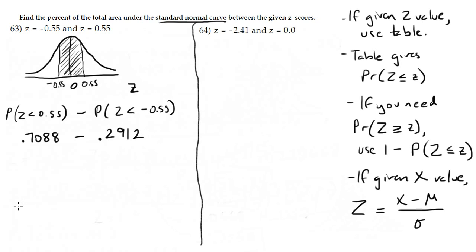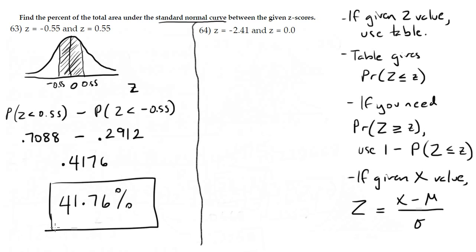So 0.7088 minus 0.2912. That is 0.4176. So that's the probability that z is between these two values. To convert this to a percentage, multiply by 100. Move the decimal point 2 places to the right. 41.76%. So 41.76% of the total area of the normal distribution curve is between these two values.